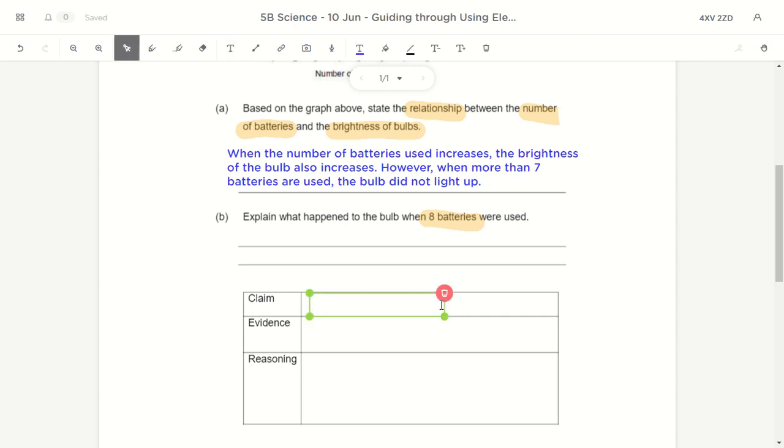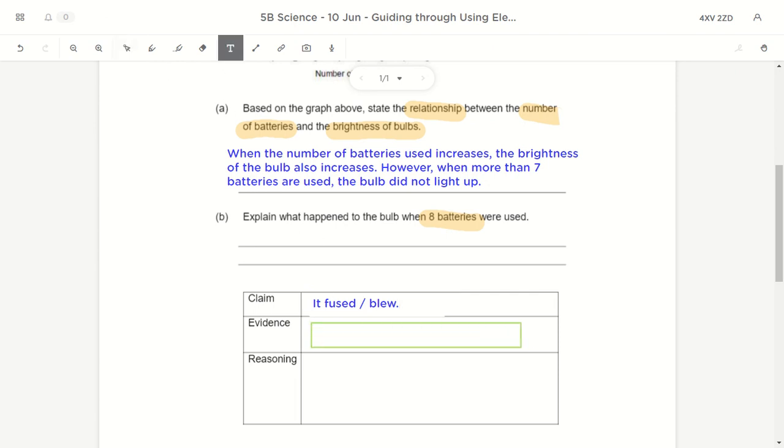Okay, let's write this down. It fused, or it blew. Up to you. You can use the word fuse, you can use the word blew. Just use one, it's fine. So what happened? It blew. How do you know it blew? Or how do you know it fused? Because what can I see from the data that tells me that it blew? Because it did not light up when 8 batteries are used.